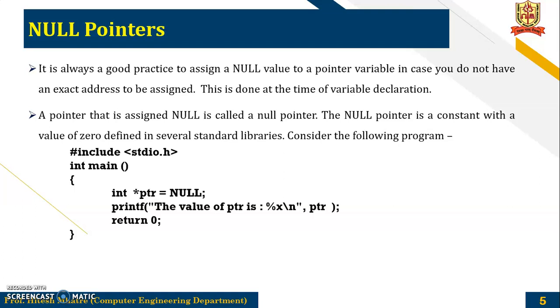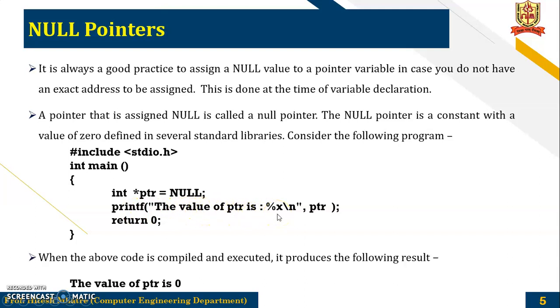Now consider this program: integer star ptr, so this is a pointer equal to null. Then printf the value of pointer. So it will give me 0, that is the null value that is assigned to the pointer. So in case you do not have the exact address, you can use this pointer as null.